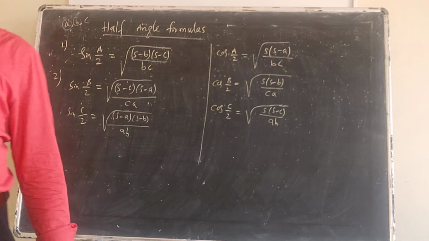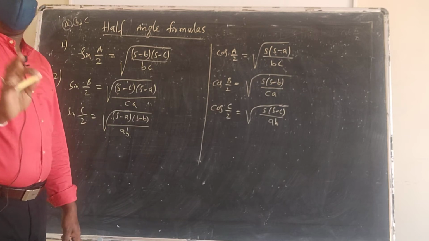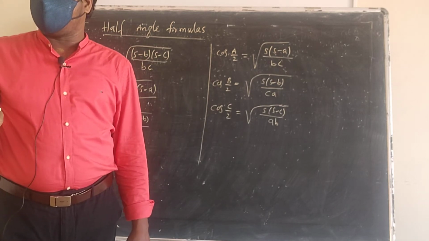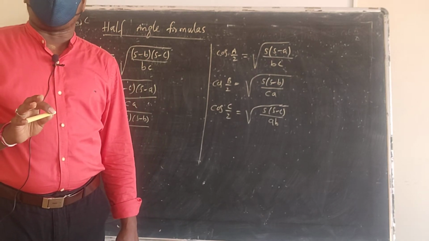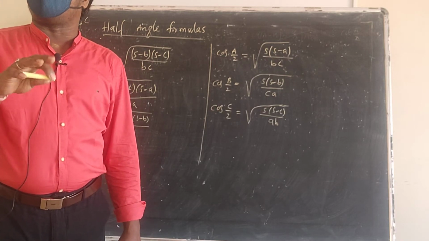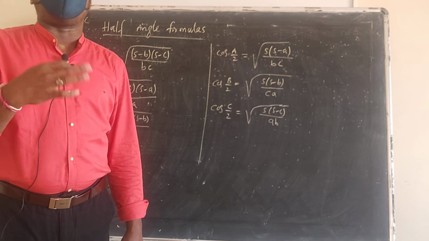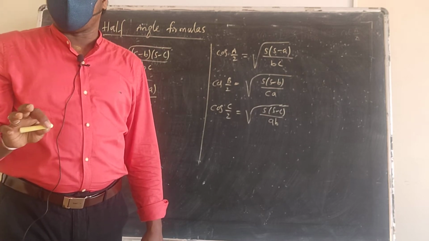See here, Napier analogy, that is the tangent rule, and this half angle rule. I will explain all the formulas once. Napier, yesterday I already gave the proof. Half angle I will give the proof. Then we will solve the problems, mixed problems. Means Napier problems we will do and half angle problems also we will do.